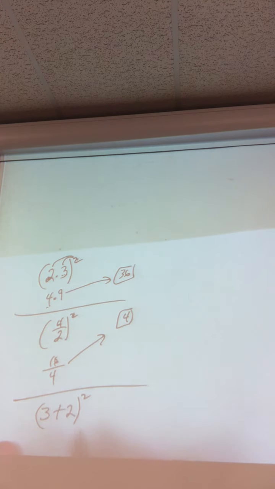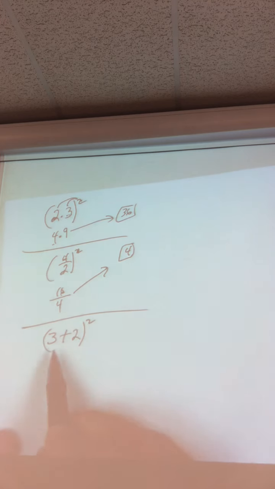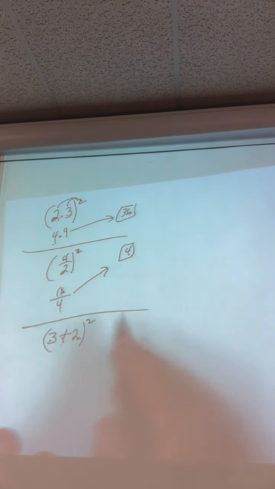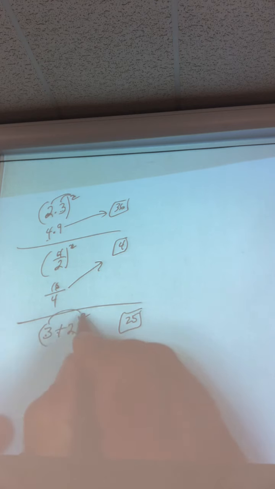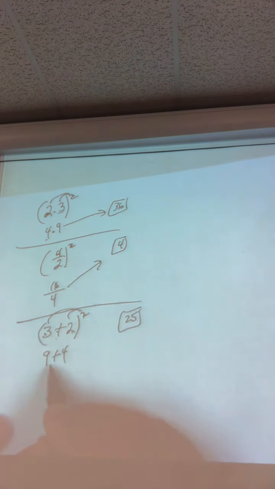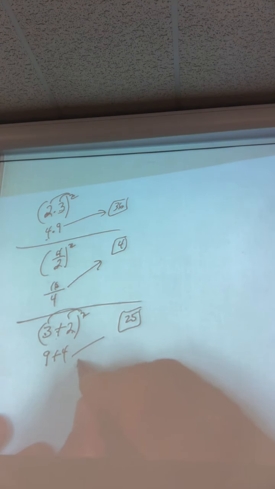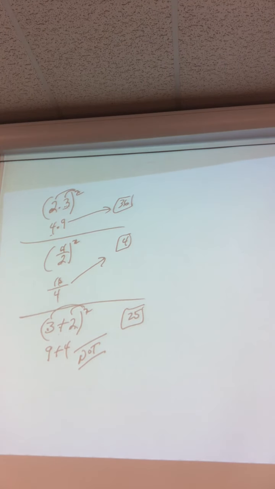But, let me show you this. It doesn't work if you're adding or subtracting in here. Here's why. What is 3 plus 2? 5. What's 5 squared? 25. So the answer to that's 25. But watch what happens if you square them separately. What is 3 squared? 9. Plus, what is 2 squared? 4. But 9 plus 4 is not 25. It doesn't work. So, you don't have to write this down.